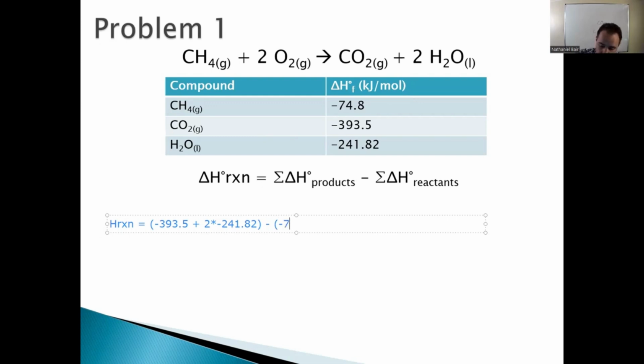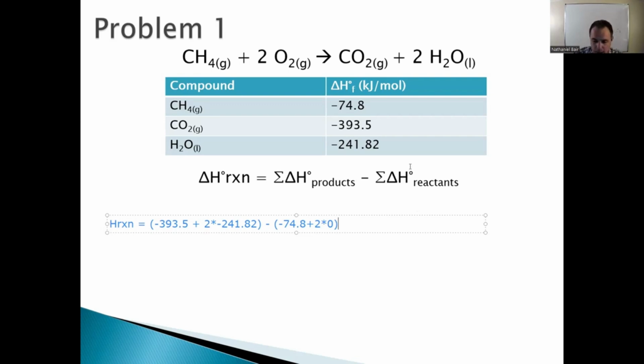Methane, negative 74.8 plus, again, oxygen, not listed in the table because it's 2 times 0. So we're going to add this up. Negative 393.5 plus 2 times negative 241.82 minus the quantity negative 74.8, which is the same as just adding 74.8, which I now see. So I got a positive, that's not good. See, I know I got the wrong answer. I see what I did. I missed the negative 241. Let's do that again. And now we're going to add 74.8.